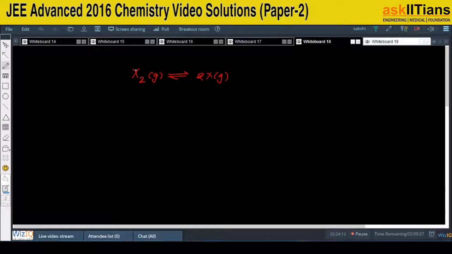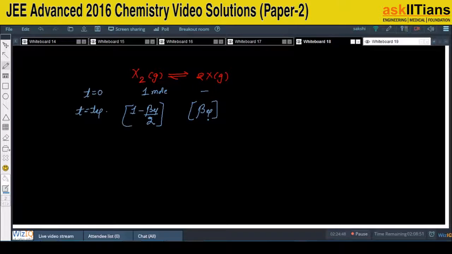Now, he has given us one thing: at the start of the reaction, there is 1 mole of X2. So when T is equal to 0, you have 1 mole, and this is 0. And at T equal to T equilibrium, now this we have to find out. He says that as the reaction proceeds, the number of moles of X formed is given by B. So let's say X formed is B. At equilibrium, X formed will be B equilibrium. So how much of X2 would have reacted? B equilibrium by 2 would have reacted. So what is left will be 1 minus B equilibrium by 2, and X formed will be B equilibrium.